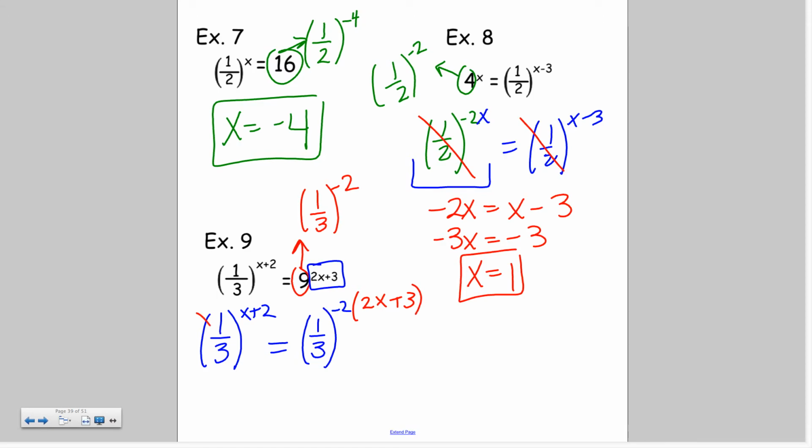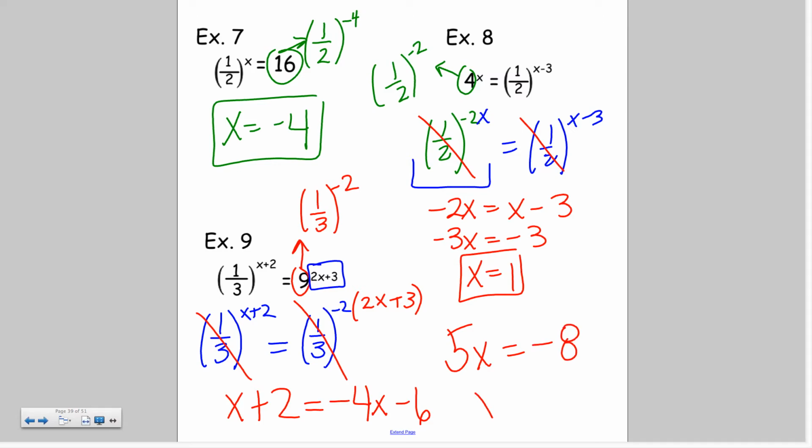Alright, so I'm going to drop my bases. I've got x plus 2 equals. Now, because I've got negative 2 times that binomial, I'm going to distribute. I'm going to move 4x over, so I have 5x. Move 2 over, so I have negative 8. And x is equal to negative 8 over 5. And if you want to turn that into a decimal, that's fine.